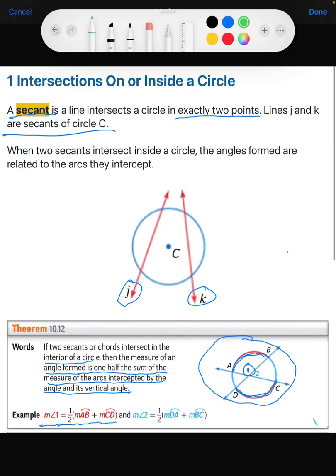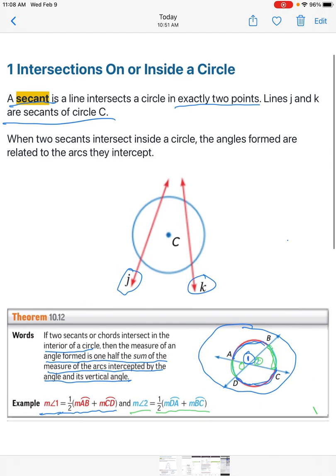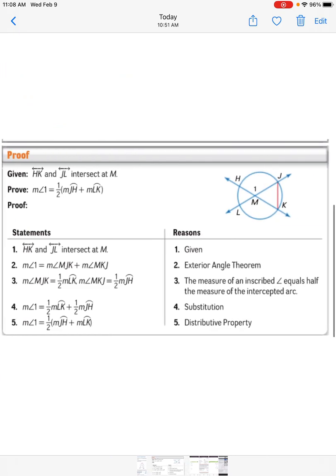And then our other vertical angle here, which is the same as this one, this angle, intercepts these arcs. So if we add the two arcs together and divide by 2, we'll get the measure of the vertical angle, or angle 2. So let's take a look at the proof for this.